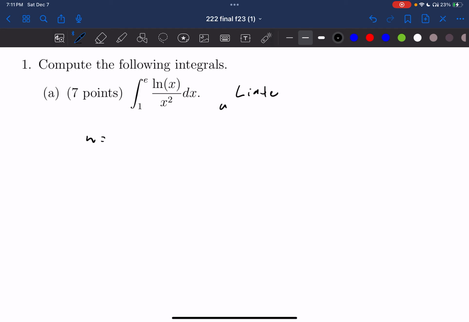U is equal to, do we see a log? We do, so ln x. du will be equal to 1 over x dx. So dv is going to be equal to 1 over x squared, which is equal to x to negative 2. So v will be equal to negative 1 over x. Yeah, this is dx here.